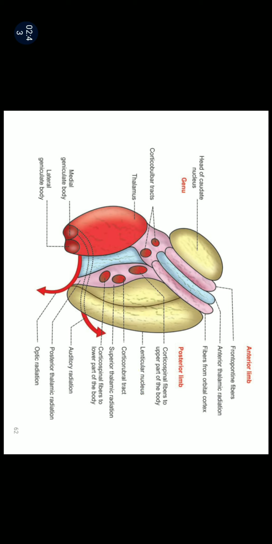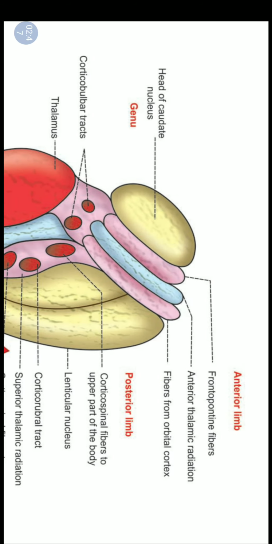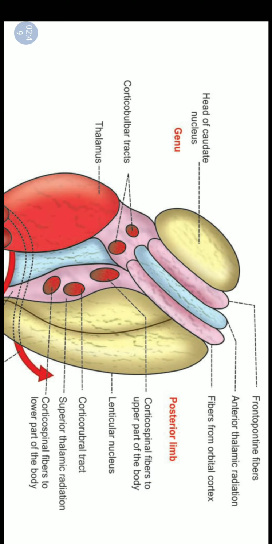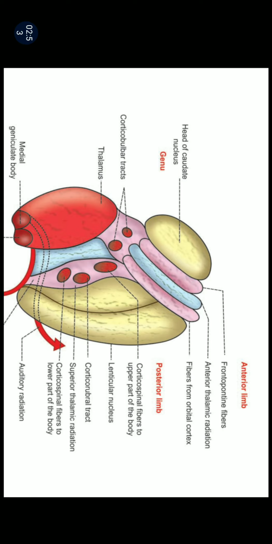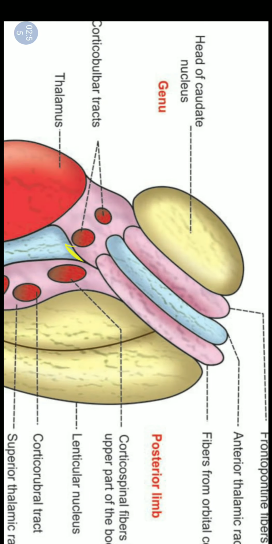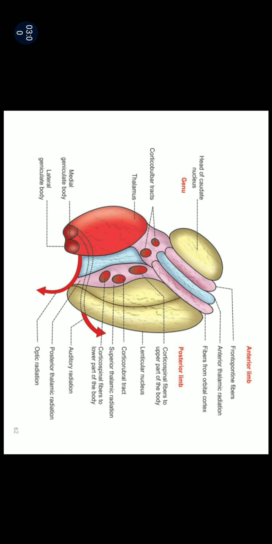The anterior limb of internal capsule is short and it lies between the lenticular and caudate nucleus. So here you can see this is the anterior limb. This one is the lenticular nucleus and this one is the caudate nucleus. So this anterior limb lies in between the caudate nucleus and lenticular nucleus.